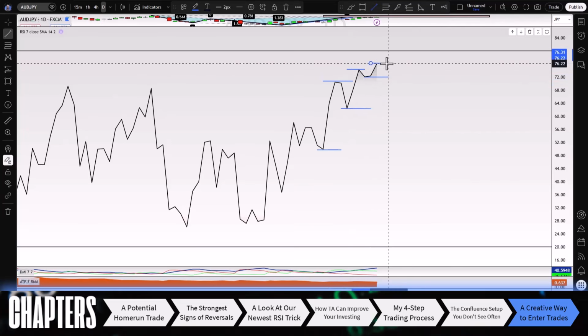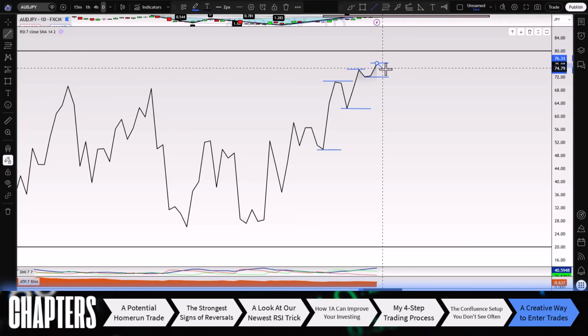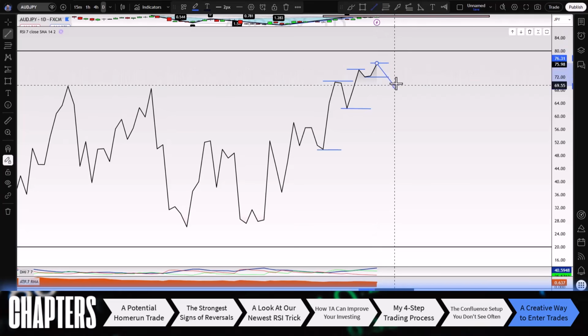And we have another higher high right here. All the things that we would expect in a bullish move. Now, what if the RSI violated our previous low?